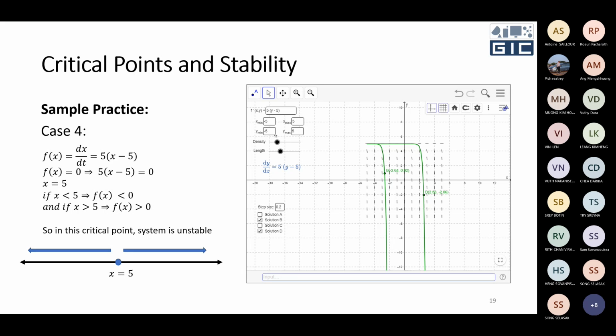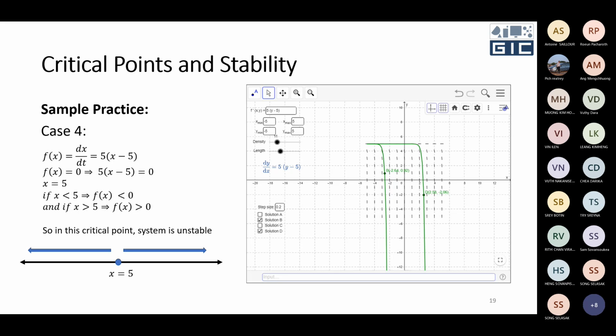In this case, we have k equal to 5, where k is a constant or coefficient. So we set our equation equal to 0, so x equals 5. When x is less than 5, our system is less than 0. And if x is greater than 5, our system is greater than 0. Based on those values, we can draw the critical point of our system as unstable.